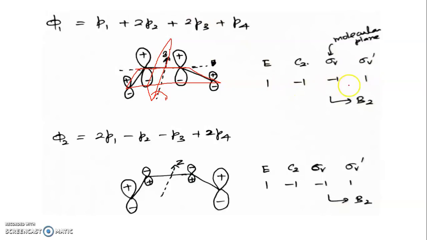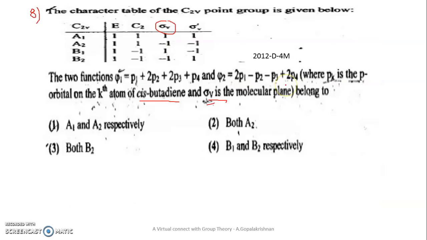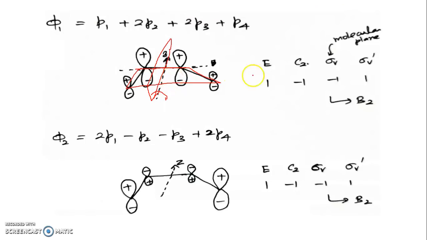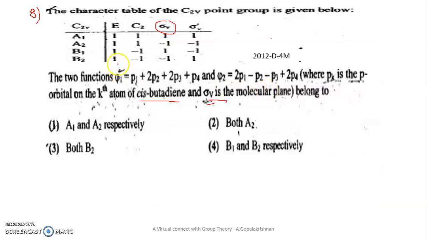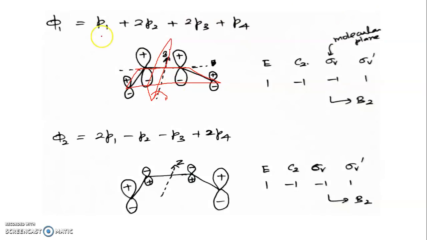Now see the characters 1, -1, -1, 1. If you analyze the character table of C2V point group, which irreducible representation has these characters? 1, -1, -1, 1 corresponds to B2. Therefore, the function Phi1 belongs to B2 irreducible representation.